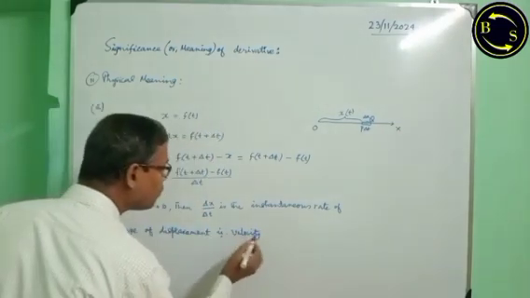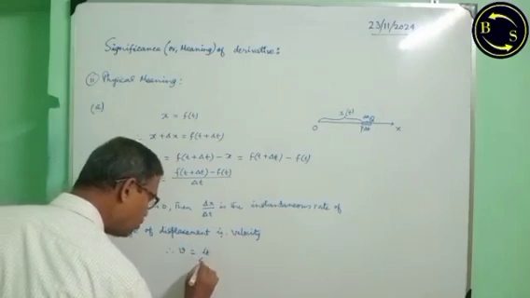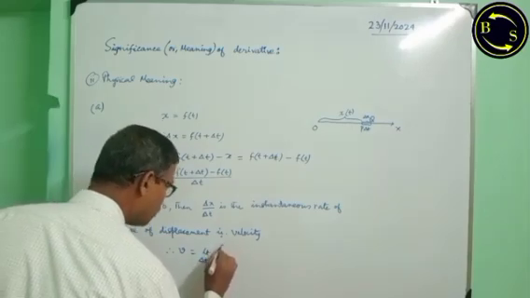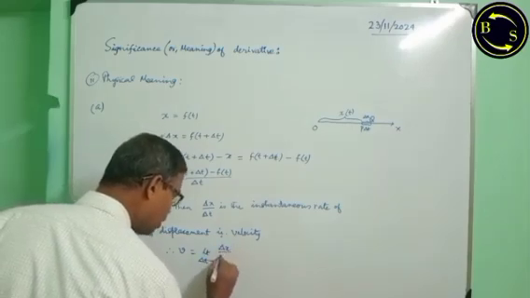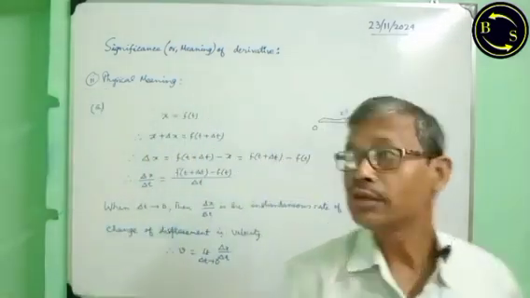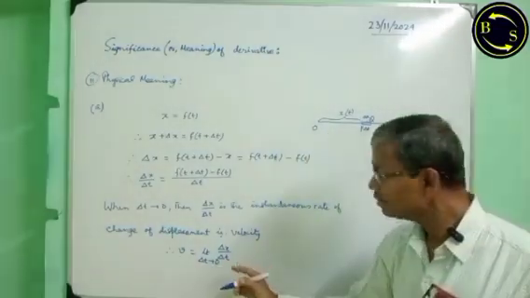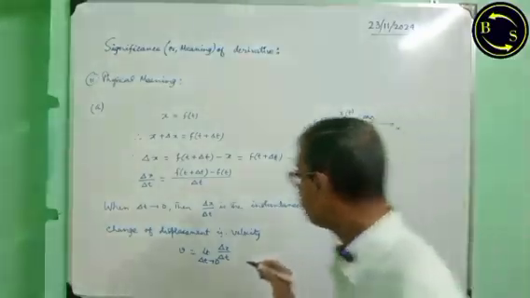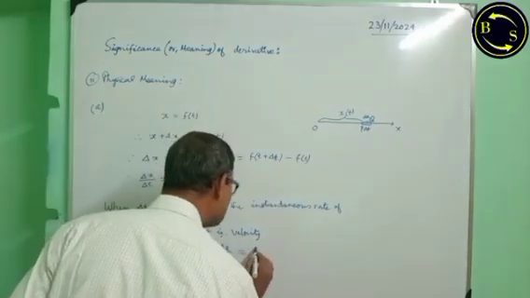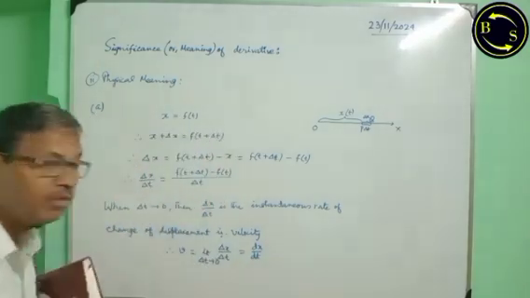We denote velocity by v, therefore v is equal to limit delta t tends to 0 of delta x by delta t. Initially we take the movement of the particle in a straight path, but when delta t is very small, then that path may be a curve also. This is nothing but, as per the symbol of derivative, v is equal to dx/dt.